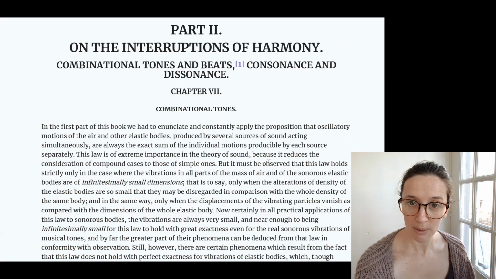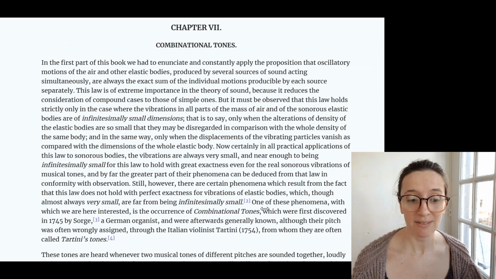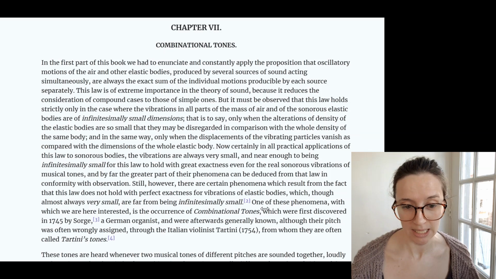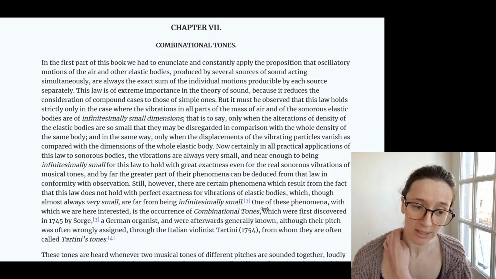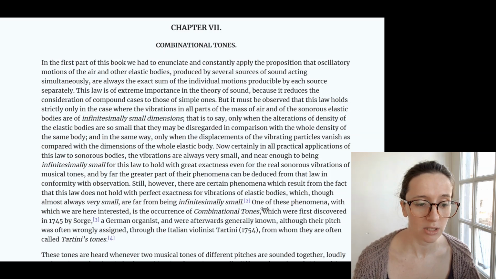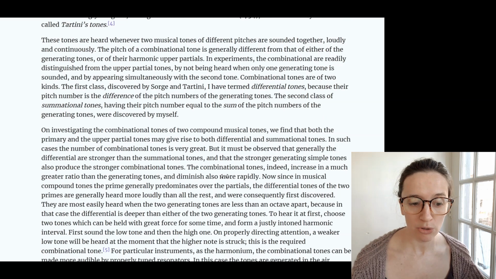Chapter 7, Combinational Tones. Combinational tones, which were first discovered in 1745 by Sorge, a German organist, and were afterwards generally known through the Italian violinist Tartini, from whom they were often called Tartini's tones. These tones are heard whenever two musical tones of different pitches are sounded together loudly and continuously.